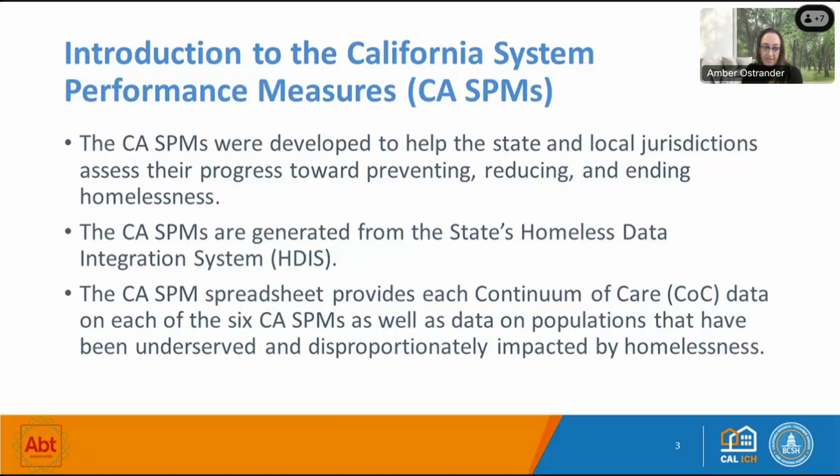While California SPMs are based on HUD SPMs, they have several key differences that will be highlighted later. The California SPMs are generated using data from the HDIS system, known as the Homeless Data Integration System, which aggregates and processes data from the state's 44 COCs' HMIS systems. This allows measures to look at the services clients access through COCs in the state. The California SPM spreadsheet provides each continuum of care data on each of the 6 California SPMs, as well as data on populations that have been underserved and disproportionately impacted by homelessness. Next slide, please.